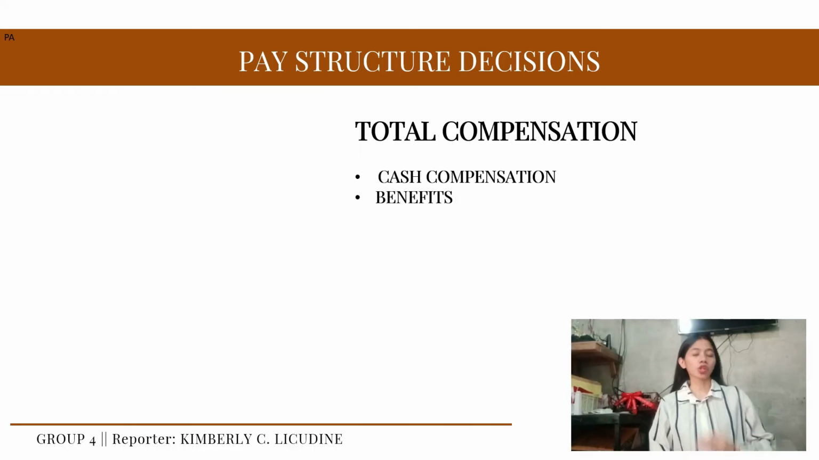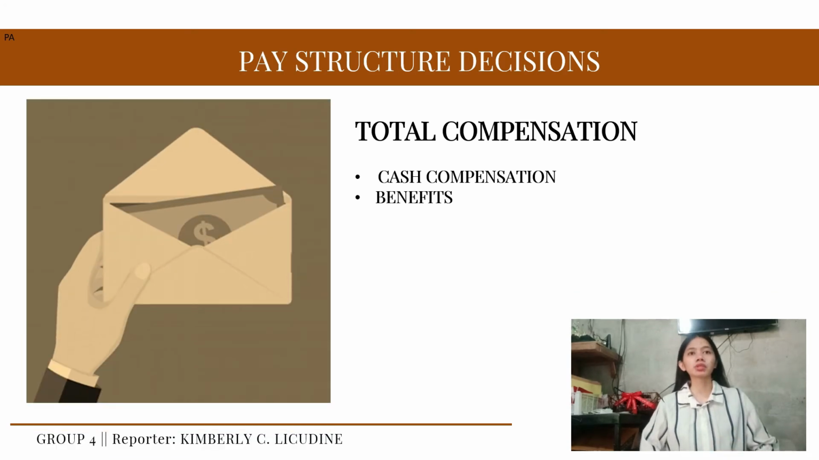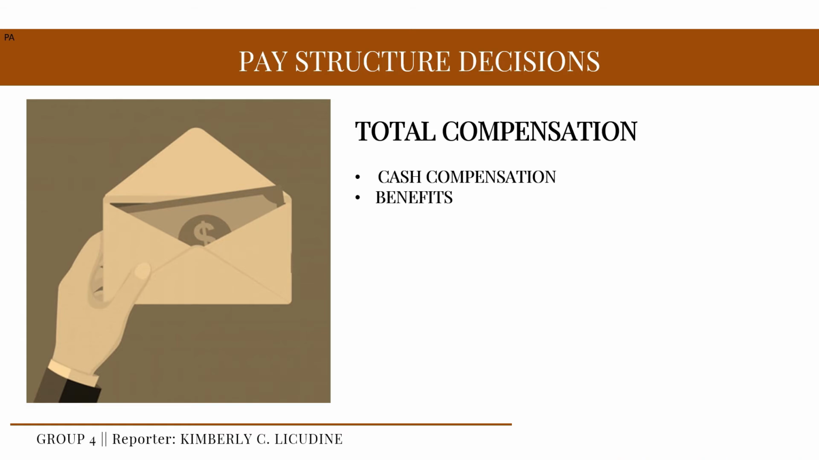Total rewards or compensation is a concept that describes all of the tools available to an employer that may be used to attract, motivate, engage, and retain employees. Total compensation consists of cash compensation such as salary, merit increases, bonuses, stock options, and this also includes benefits such as health insurance, paid vacation, and unemployment compensation.